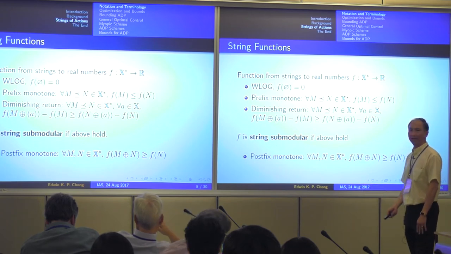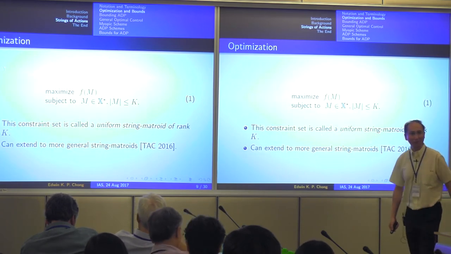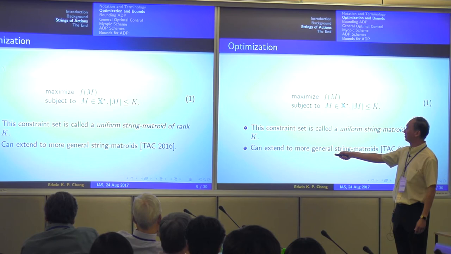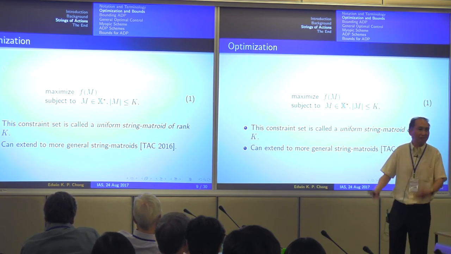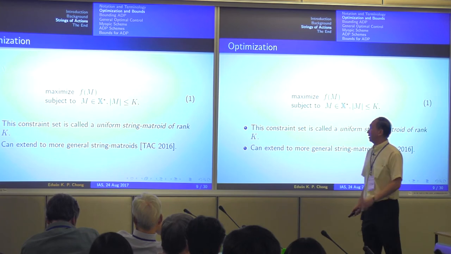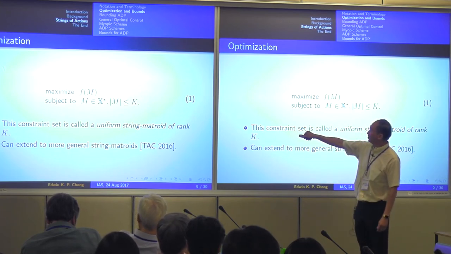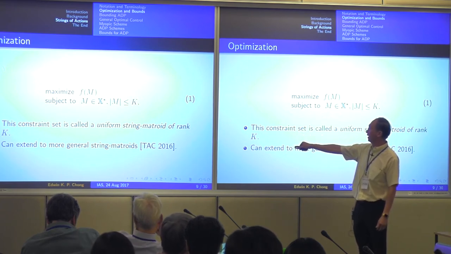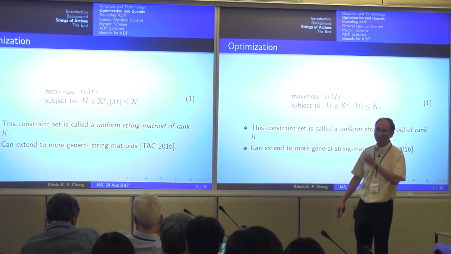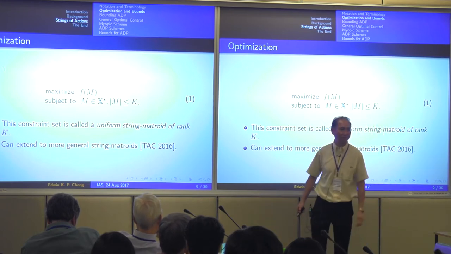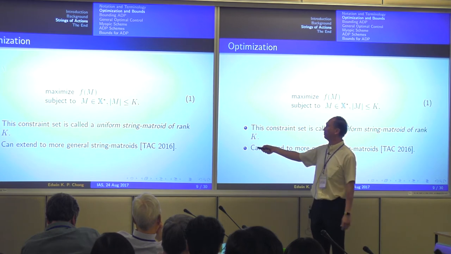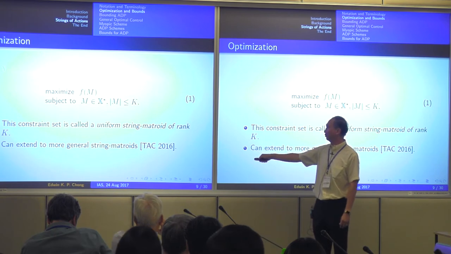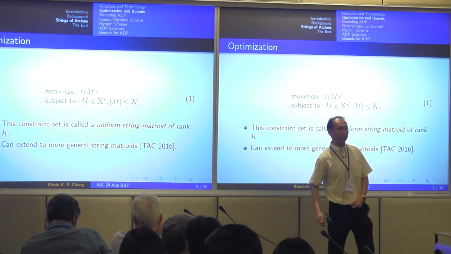All right, so what? Well, suppose I have this optimization problem, okay? Maximize f of m subject to m in x star and the length of m less than or equal to capital K. So it's just some optimization problem. Now, this constraint set here, length of m less than or equal to K, it's actually called a uniform string matroid of rank k. Why is this name so fancy for such a simple thing? Simply because, in fact, the same sort of results hold if you generalize this constraint set to what are called general string matroids as well.